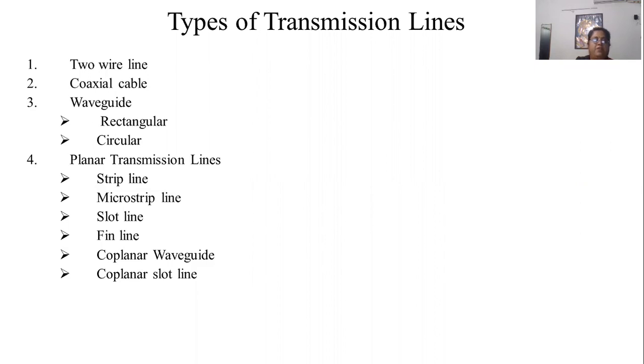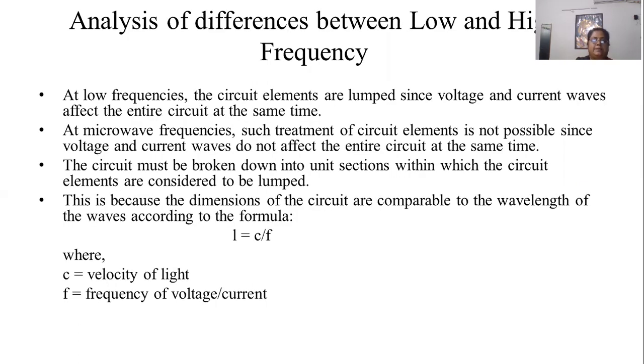Fourth one is the planar transmission line, which consists of stripline, microstrip line, slot line, fin line, coplanar waveguides, and coplanar slot lines. Now we analyze the difference between low and high frequencies. At low frequencies, the circuit elements are lumped since voltage and current affect the entire circuit at the same time. At microwave frequencies, such treatment of circuit elements is not possible since voltage and current waves do not affect the entire circuit at the same time.